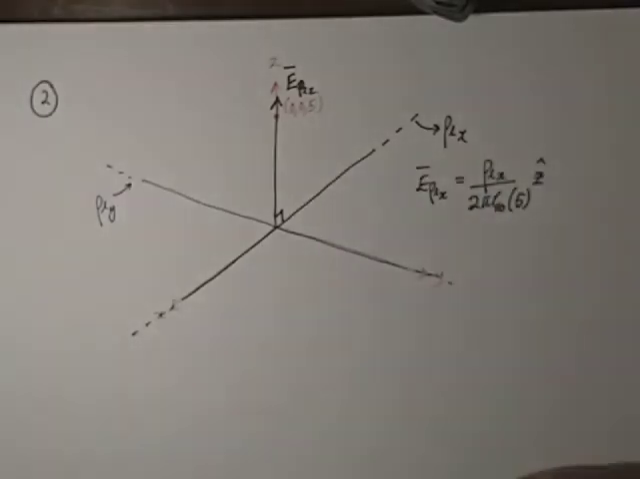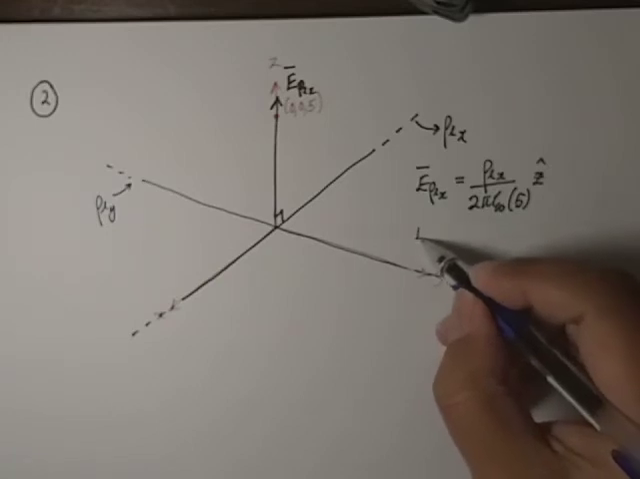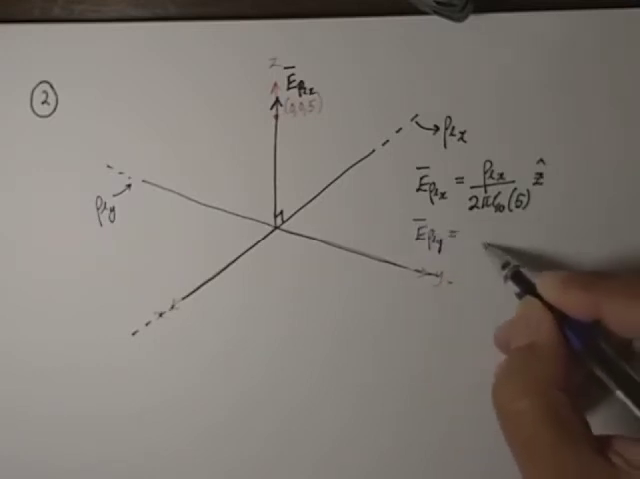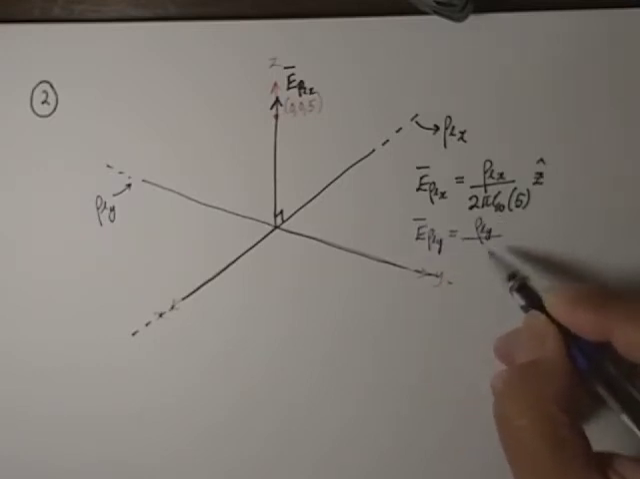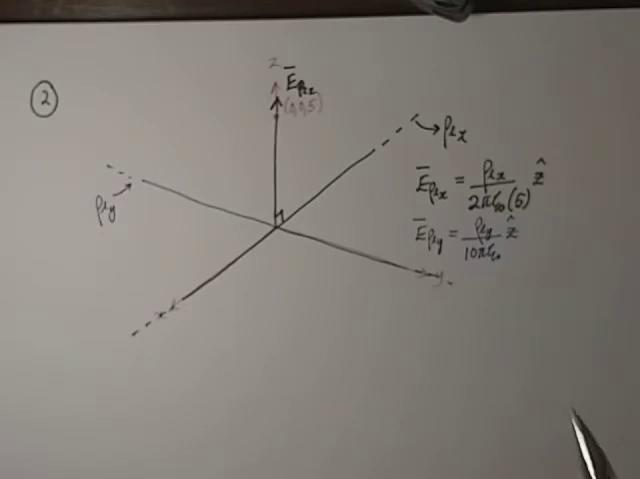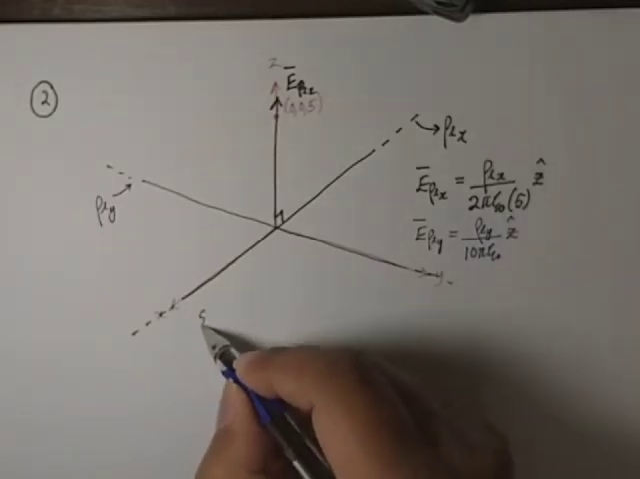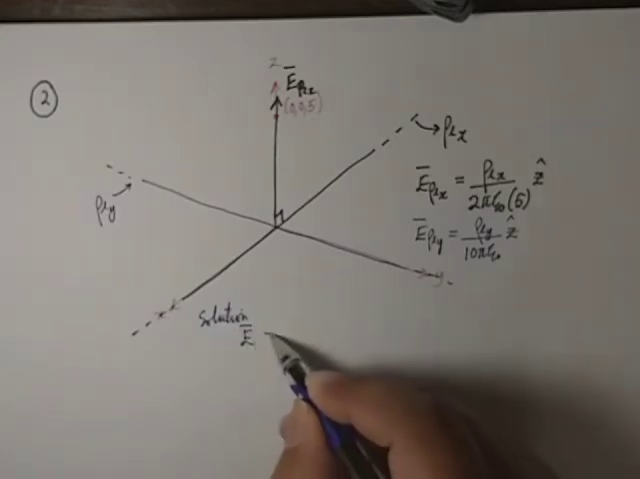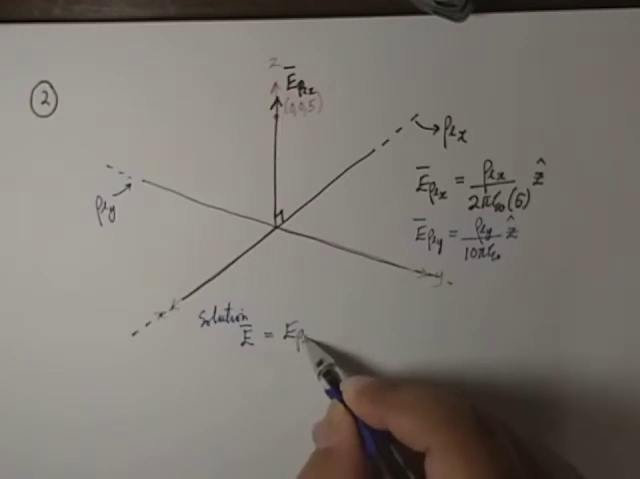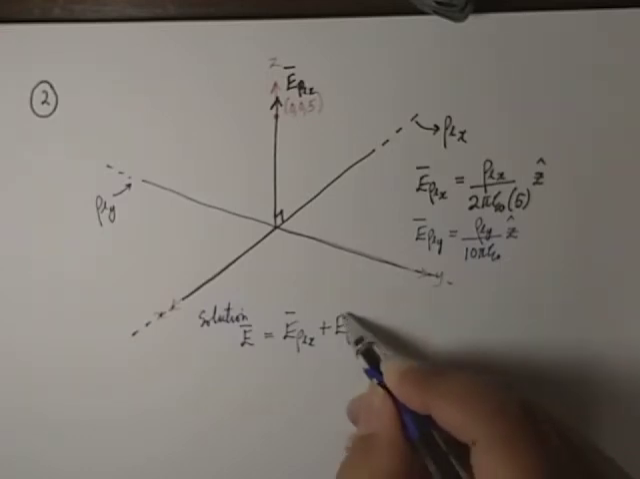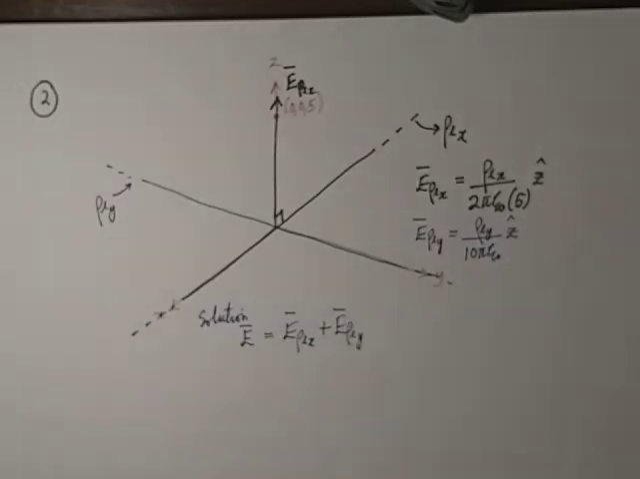So you can repeat the same process with the infinite line charge on the y-axis, where you can see it's also equal to the same solution, because the rho L is the same. So rho Ly, I'm going to put here equal to 10 pi epsilon naught, also in the Z direction. So therefore the solution is E must be equal to E rho Lx plus E rho Ly. So that should be your final solution.